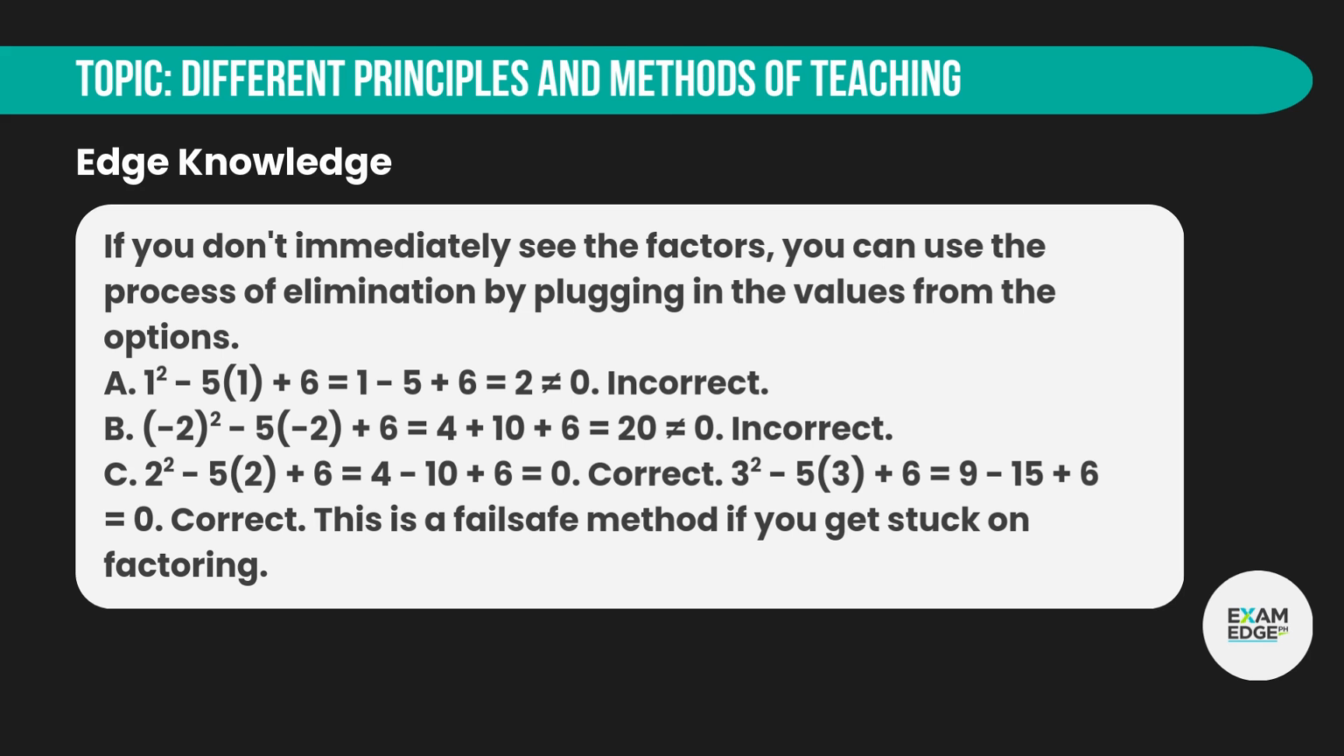Edge knowledge. If you don't immediately see the factors, you can use the process of elimination by plugging in the values from the options. A. 1 squared minus 5 times 1 plus 6 equals 1 minus 5 plus 6 equals 2, which does not equal 0. Incorrect. B. Minus 2 squared minus 5 times minus 2 plus 6 equals 4 plus 10 plus 6 equals 20, which does not equal 0. Incorrect. C. 2 squared minus 5 times 2 plus 6 equals 4 minus 10 plus 6 equals 0. Correct. 3 squared minus 5 times 3 plus 6 equals 9 minus 15 plus 6 equals 0. Correct. This is a fail-safe method if you get stuck on factoring.